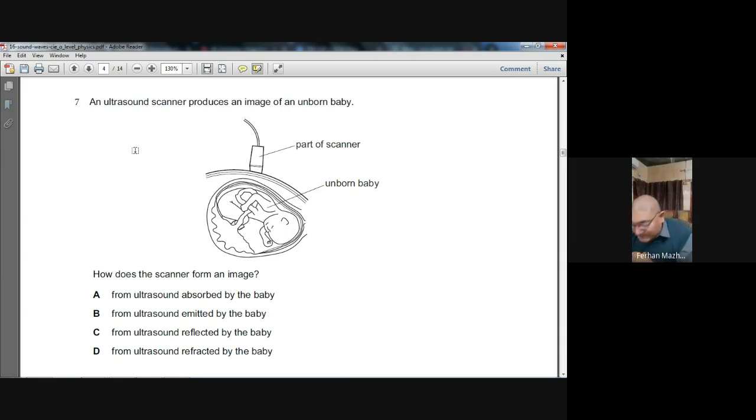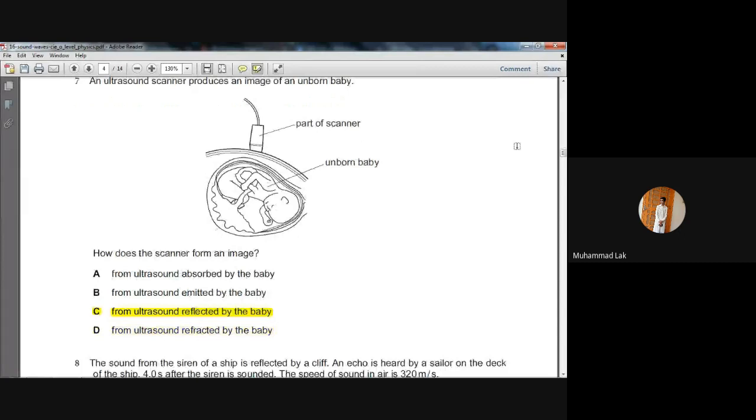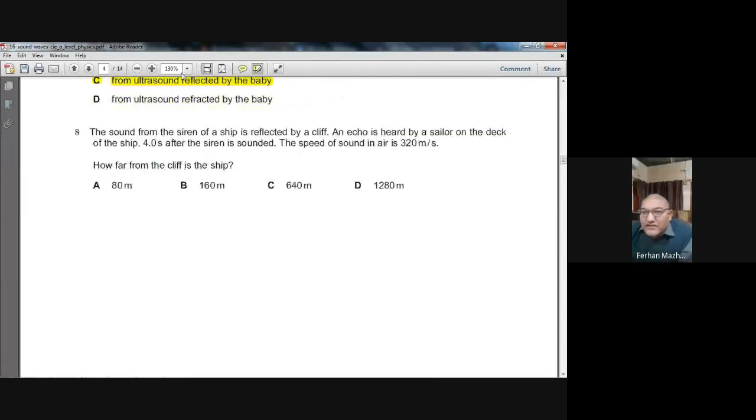Yes, what do you say? C part. Which part? C, from ultrasound reflected by the baby. The ultrasounds are reflected, yes. That is the basic science of ultrasound. You understand? Yes, sir. So, here we go. Next question.